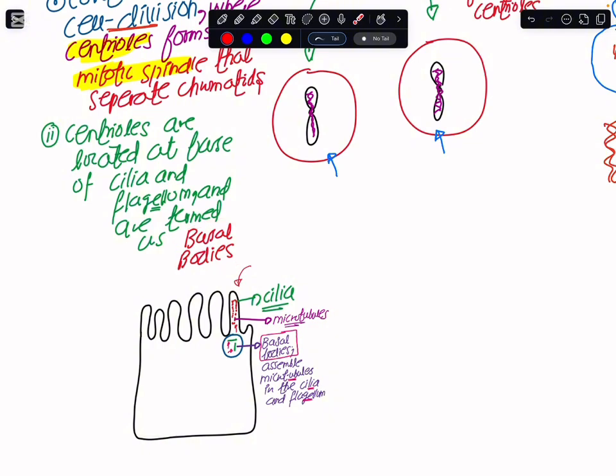I hope you are clear with the concept of microtubules, centrioles and the centrosome. In the next class, we will look at the structure of the cilia and the flagellum, and again the base concept would be having a grip on the concept of microtubules.